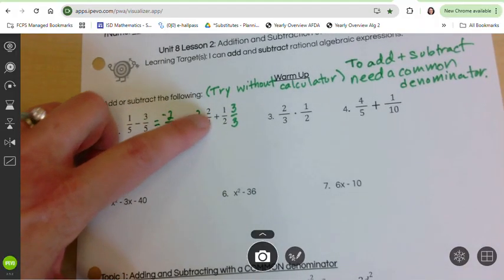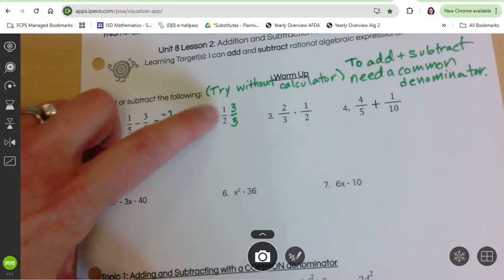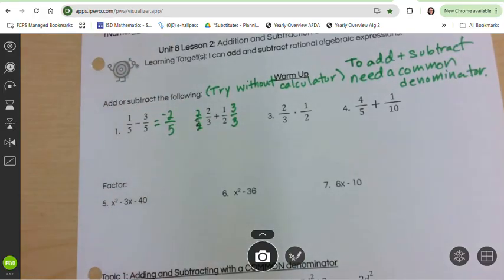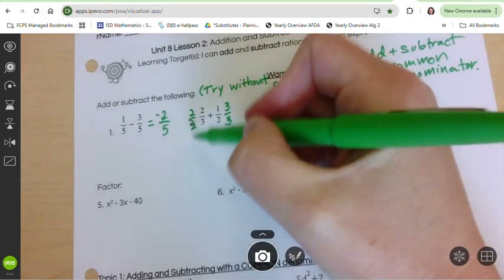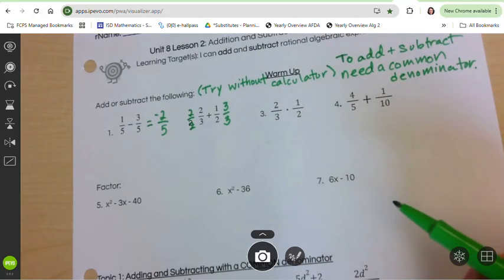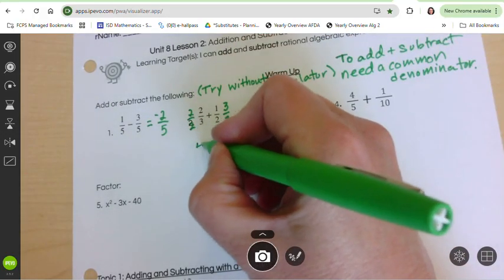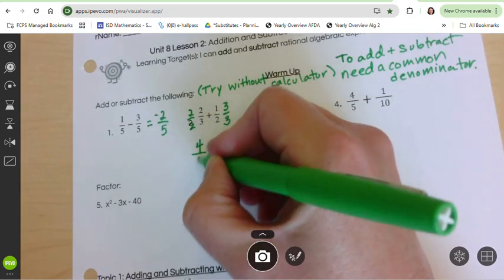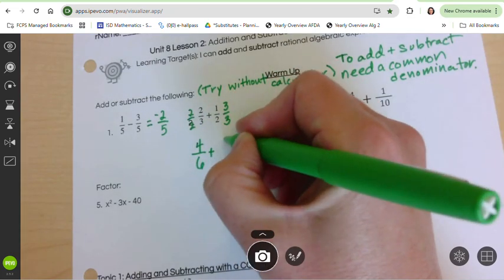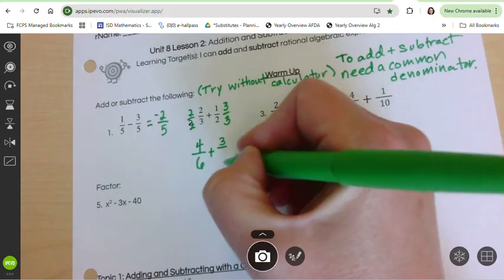So if we multiply the 2 times the 3, we get 6. If we multiply the 2 times the 3, we get 6. And you're allowed to do this because 2 over 2 is just 1. So I can multiply something by 1. That doesn't change it. All right, so 2 times 2 gives me 4. 2 times 3 gives me 6. That gets me 3. And then that gets me 6.